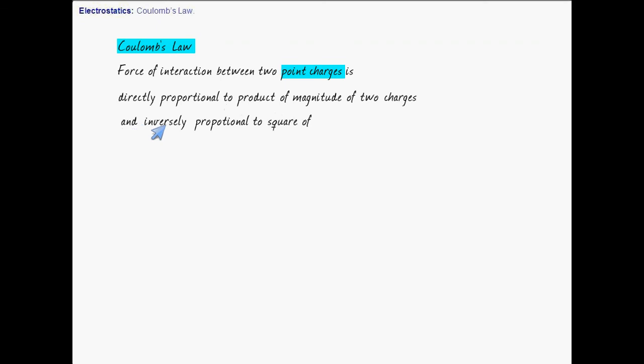Okay, so if Q1 and Q2 are two point charges separated by some distance r, then the force of interaction is proportional to Q1 Q2 by R square, and therefore the force of interaction can be written as K Q1 Q2 by R square, where K is the constant of proportionality.